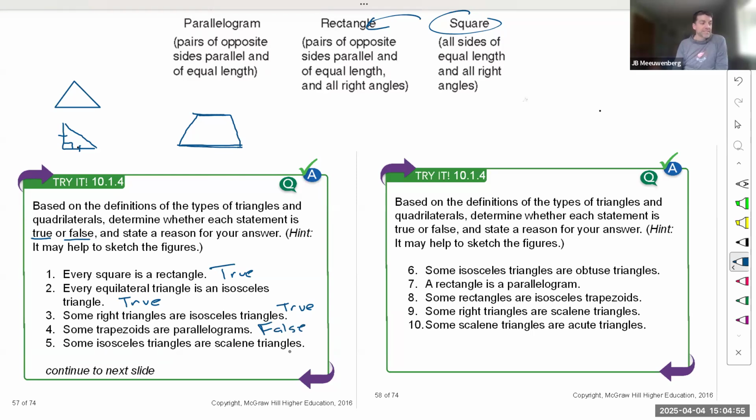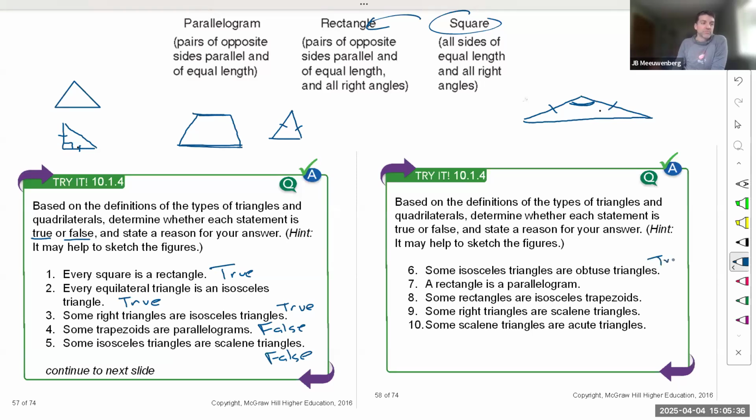Number 5, some isosceles triangles are scalene triangles. By definition, isosceles triangles have 2 sides that are exactly the same. By definition, a scalene triangle has no sides that are the same. So that is a false statement. Number 6, some isosceles triangles are obtuse triangles. Well, to be isosceles, it has to have 2 sides that are the same. But it could be an obtuse triangle if it has that one really big angle that's greater than 90 degrees. You can still have 2 sides that are equal.